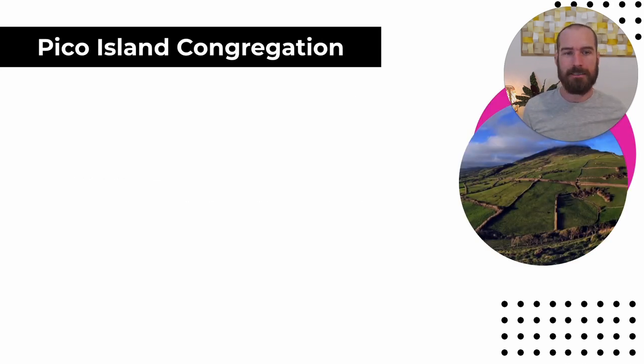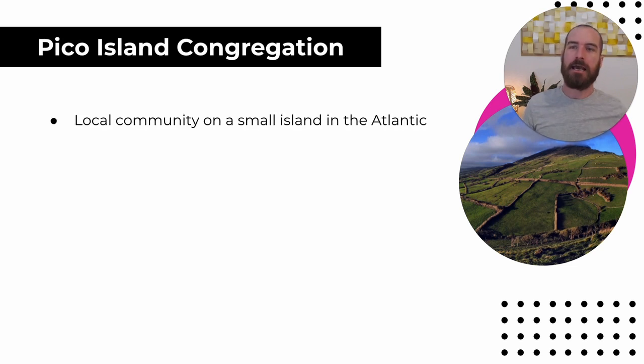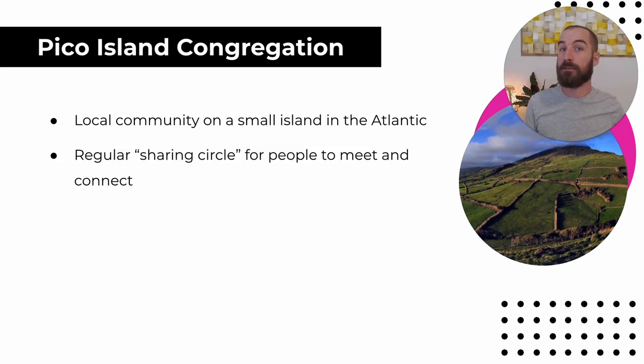Pico Island is a small island off the coast of Portugal in the Atlantic Ocean, and the congregation there is meeting in person. So unlike the previous examples where there's a lot of digital connection, this is completely face-to-face. People living within a few miles of each other, within an extended neighborhood. They have a congregation there where they meet regularly for sharing circles. I think it's every few weeks they'll get together, and that's a space for people to meet, to connect, to share stories, to do activities together, to start to build a sense of connection and neighborliness with each other.